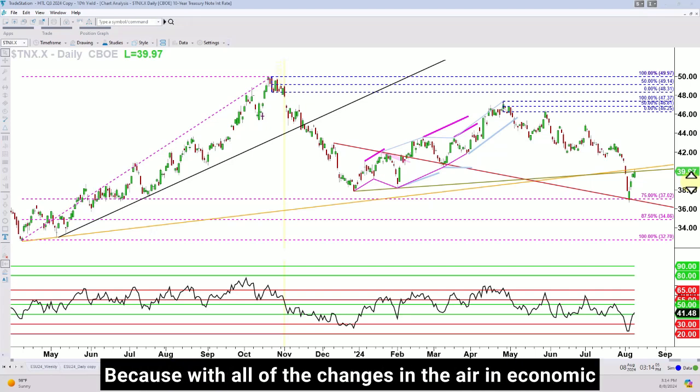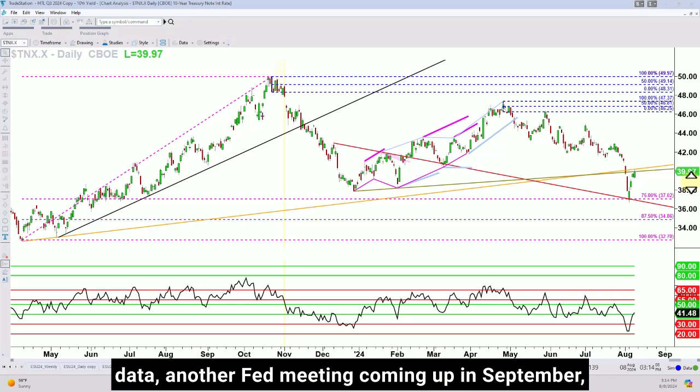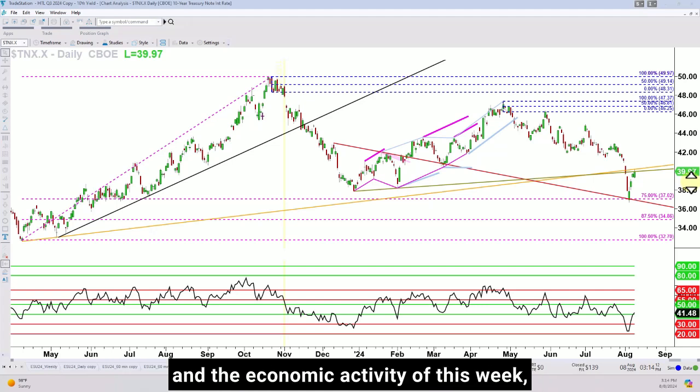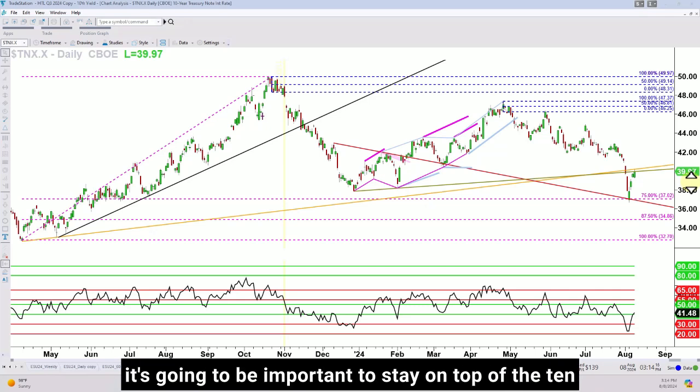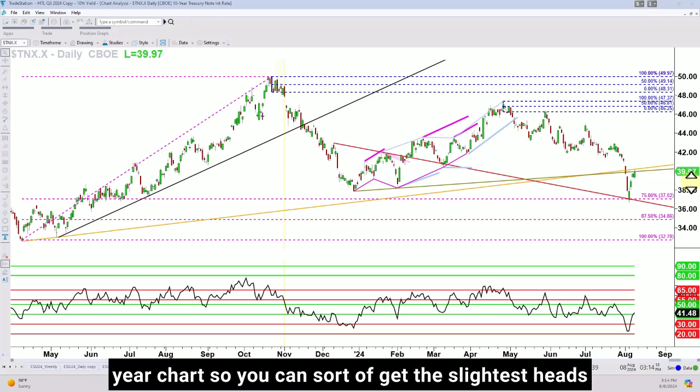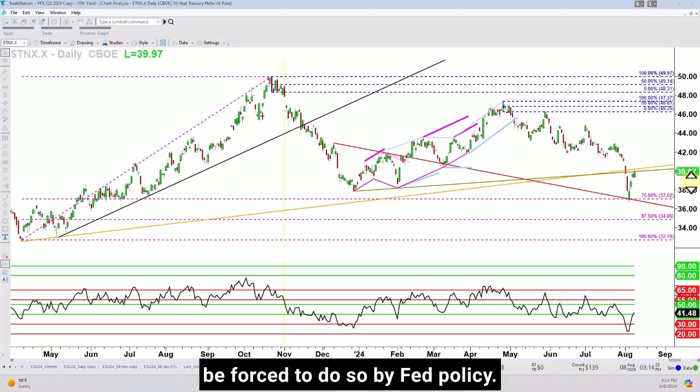because with all of the changes in the air in economic data, another Fed meeting coming up in September, and the economic activity of this week, including just everything across the board, it's going to be important to stay on top of the 10-year chart so you can get the slightest heads up when interest rates may take a turn either way or be forced to do so by Fed policy. So the first thing I want to look at here is on the daily chart.